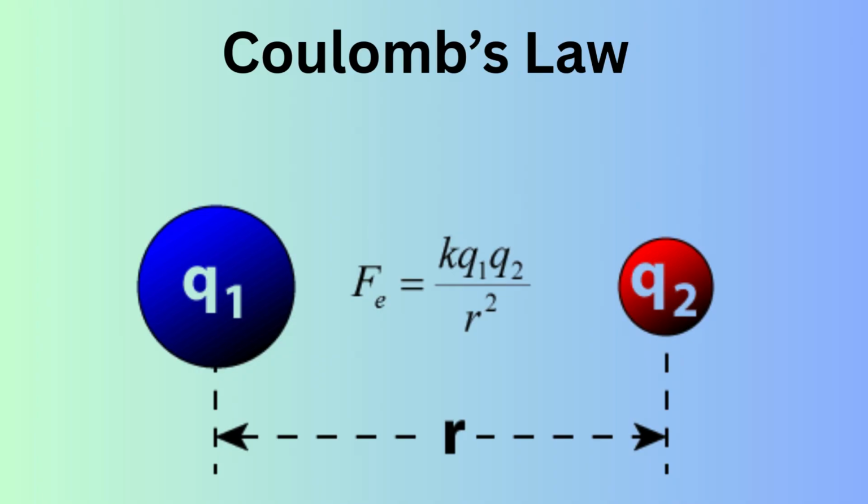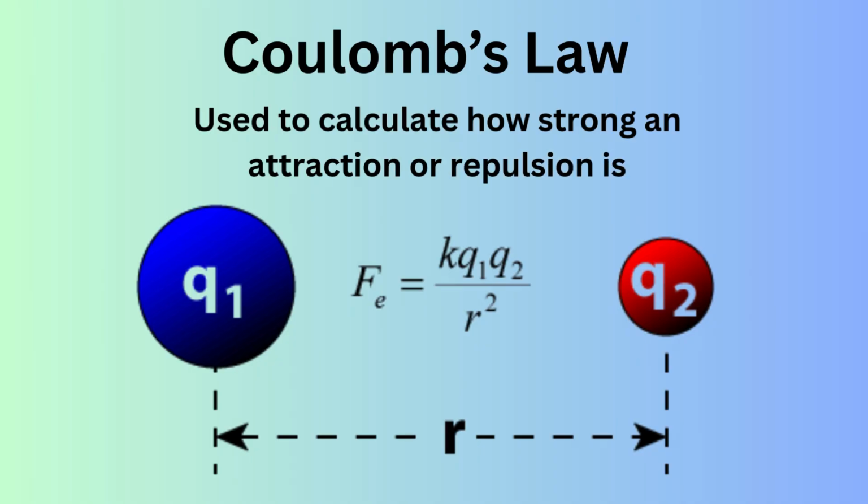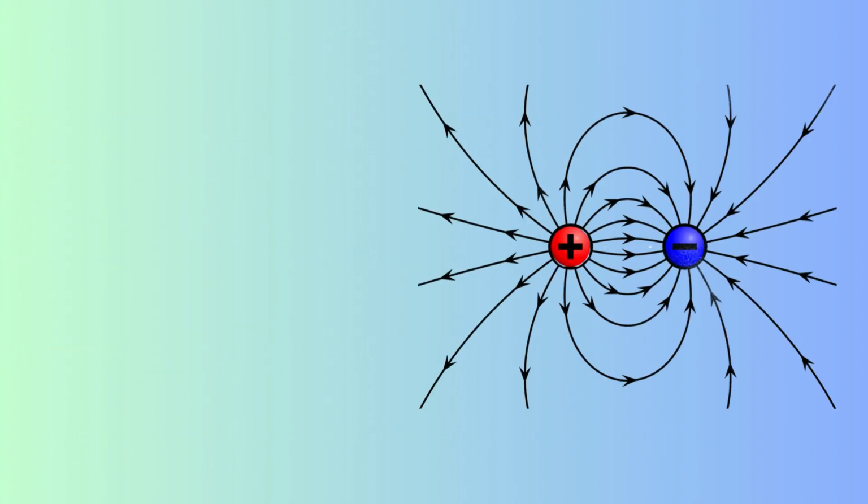But then we have Coulomb's law, which is basically a way to calculate how strong that attraction or repulsion is going to be. It quantifies that relationship. You can think about it as a formula. The bigger the charges, the stronger the force. And the closer they are, the stronger that attraction or repulsion. So if they're really far apart, it's not that big of a deal. It peters out. But if they're right next to each other, it's like, woo.